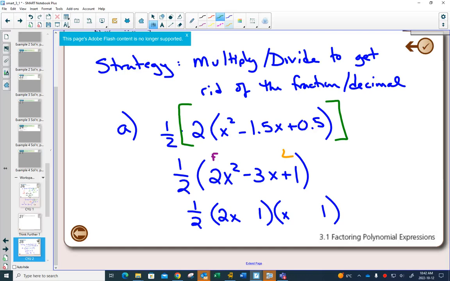Can I make my outside and my inside give me minus 3? I have a 2x and an x. They would both have to be minus, right? I have minus 2x and a minus x and a minus 3x. I double check if my last one still works. It does. And so now this has been factored completely.